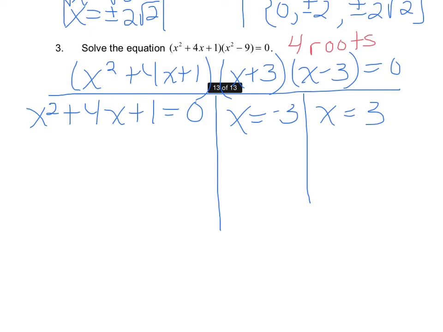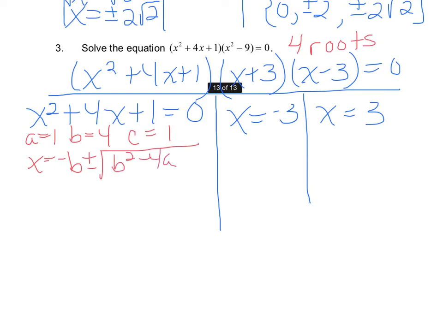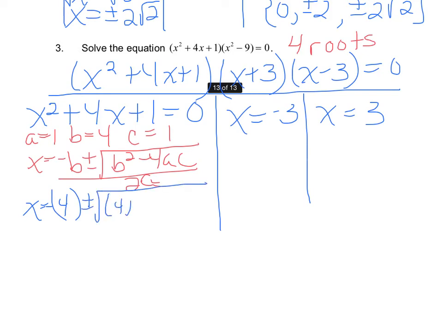All right, so let's see what we've got here. We have our value of a is going to be 1, b is going to be 4, c is going to be 1. We have x equals negative b plus or minus the square root of b squared minus 4 times a times c, over 2a. Okay, let's see what we got now. X equals negative 4 plus or minus the square root of 4 squared minus 4 times 1, all over 2 times 1.